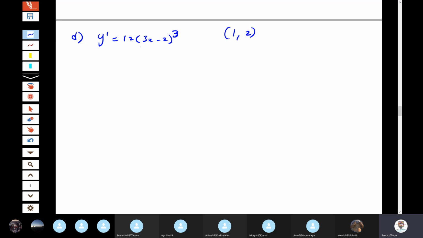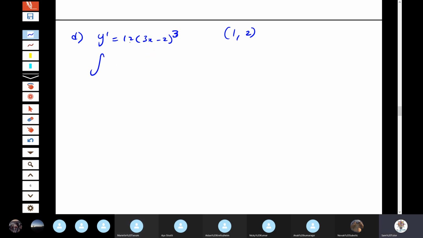Mariette, let's finish it off. Y dash equals 12 times 3x minus 2 cubed. All right. Before we start, is this a product rule? No. So we're so far happy. Is this linear? Yep. Yay. So we can actually do this just normally. Yeah? So here we go.